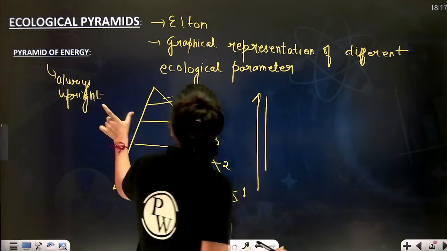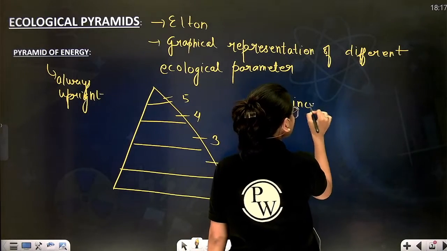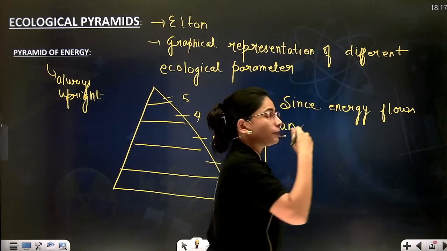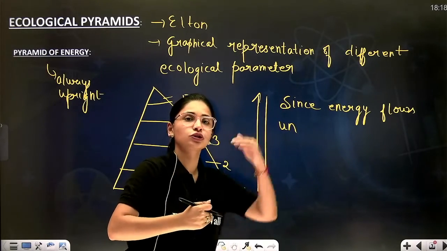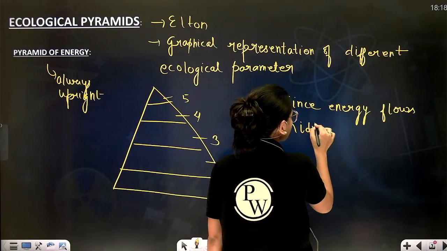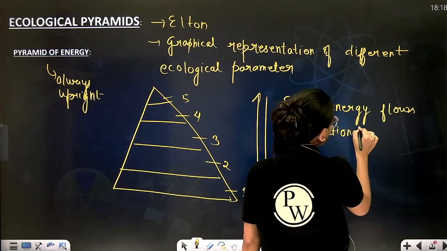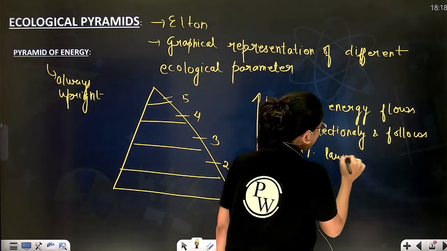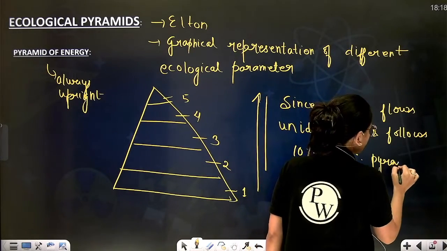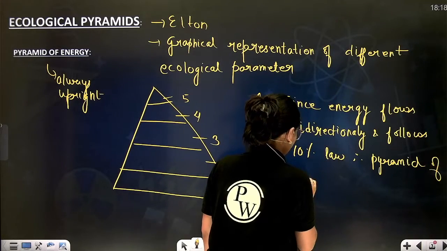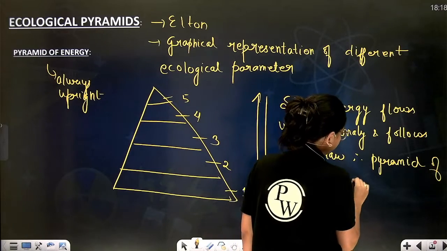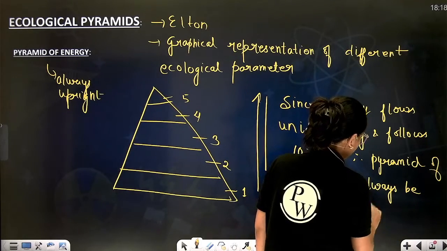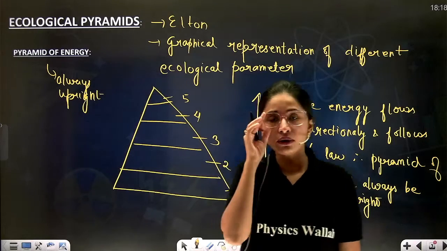Okay. So according to this pyramid of energy, since energy flows unidirectionally from producer to consumer, from one trophic level to another trophic level, and follows the 10% law, therefore the pyramid of energy will always be upright. Yes or no? Understood everyone?